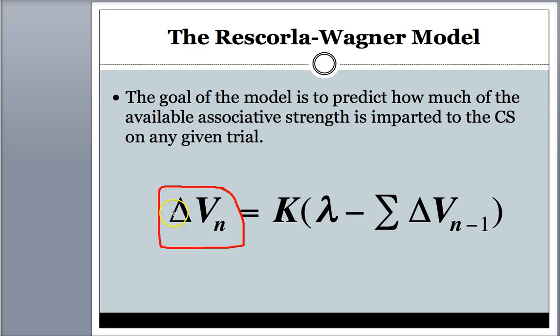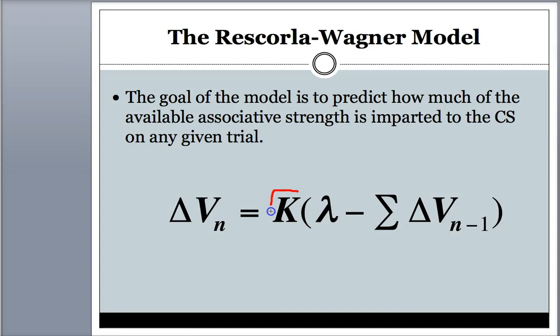Now the letter delta means change, and V, remember, is associative strength. So we're talking about the change in associative strength that occurs on trial N. N equals the trial that you're on. So it starts with trial 1 and then goes to trial 2, trial 3, trial 4. So this whole piece right here represents what you learn on any given trial. So what you learn on any given trial is equal to this whole piece, this is the mathematical formula that describes what determines that change.